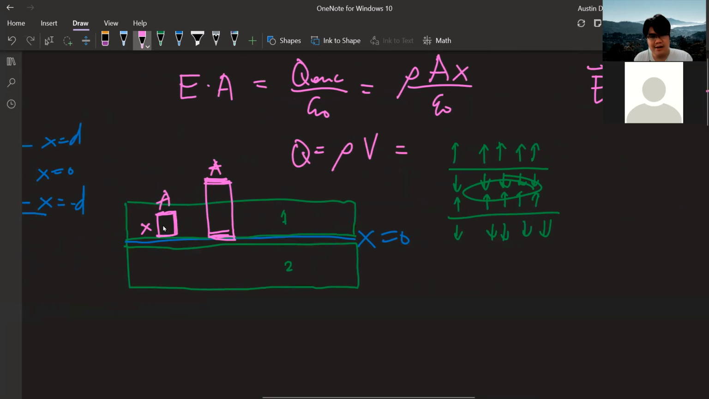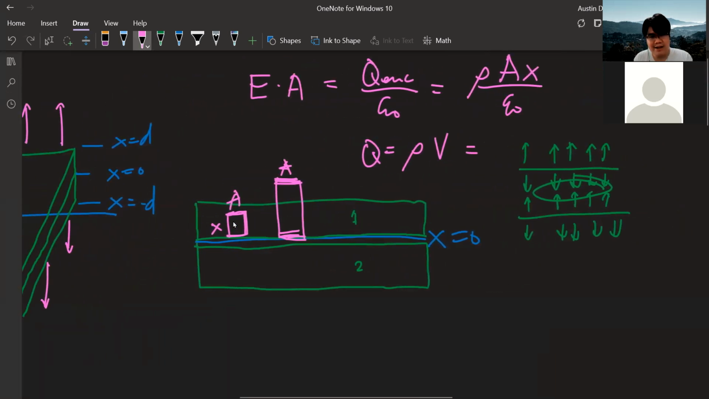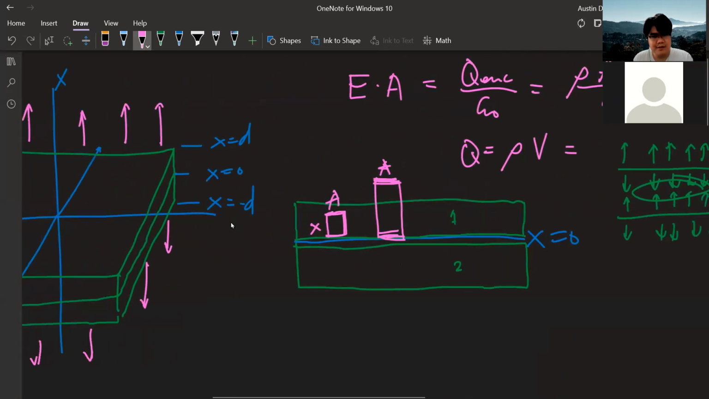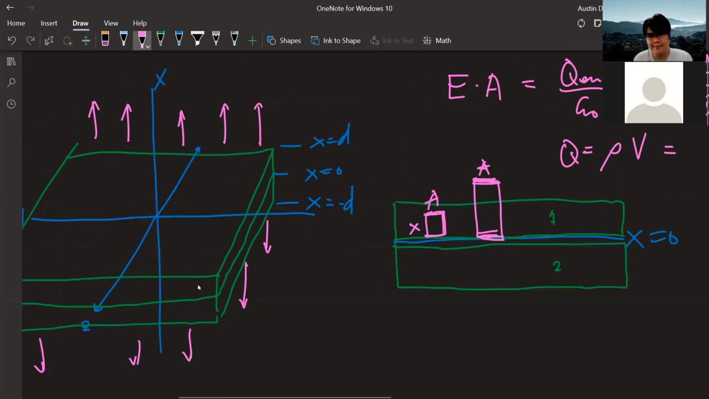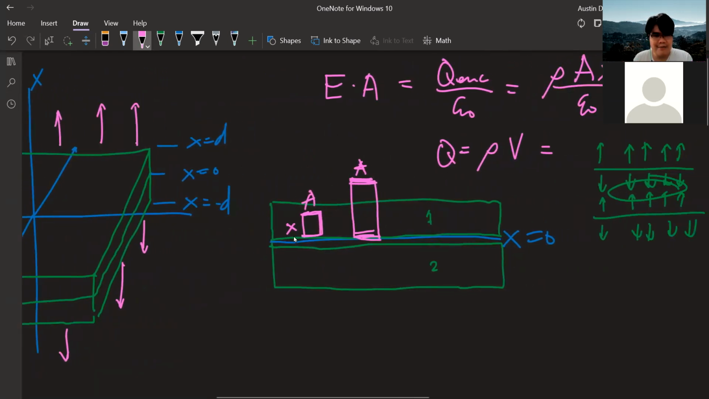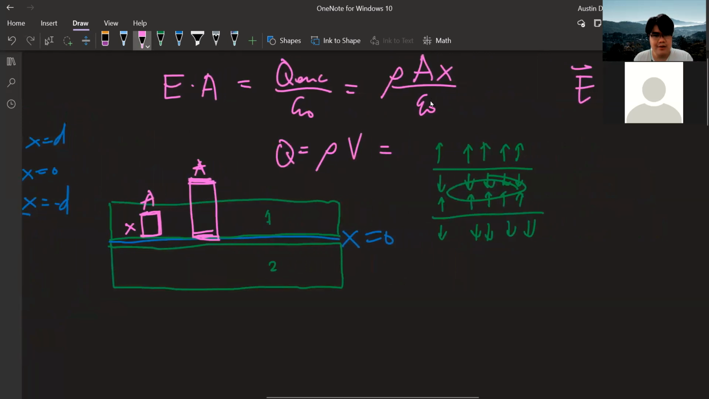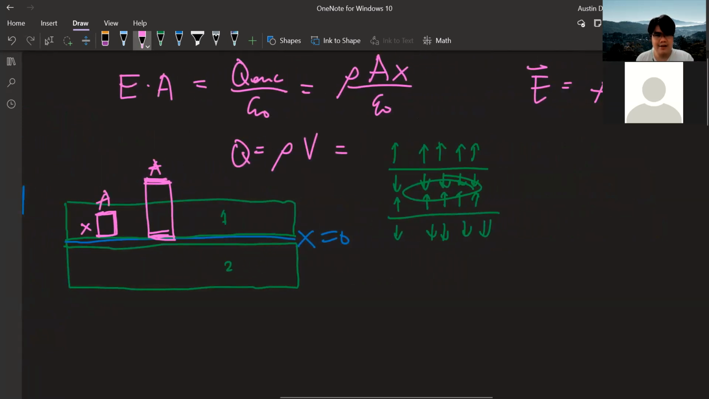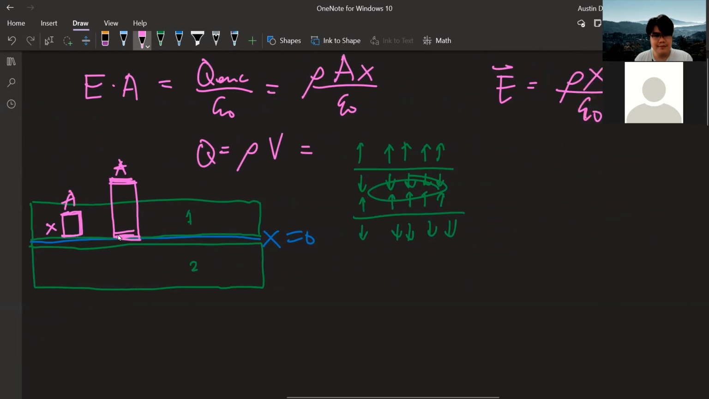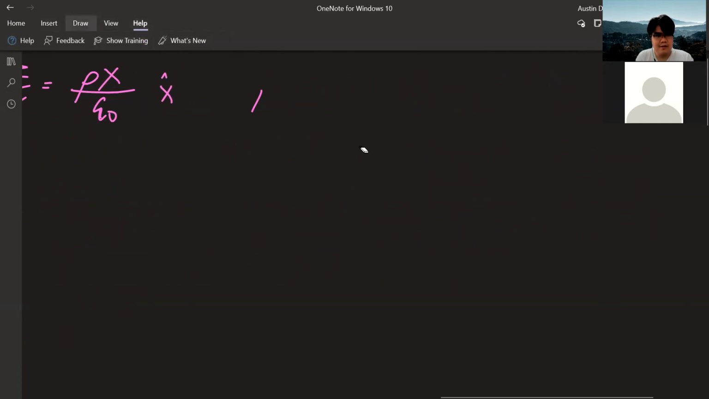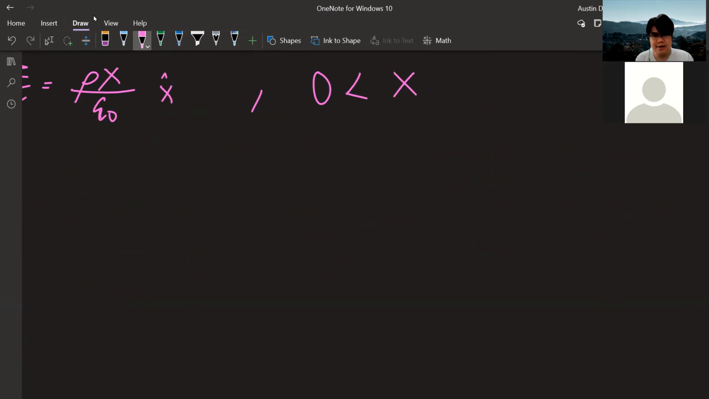Okay? And my Gaussian surface, inassume ko muna na maliit siya. Okay? Maliit siya. So, inside the slab siya ngayon. Inside the slab. And I need just a portion of the slab. Okay? So, nangyari, rho AX lang siya. Okay? So, burahin pala natin ito. So, this is X less than D.